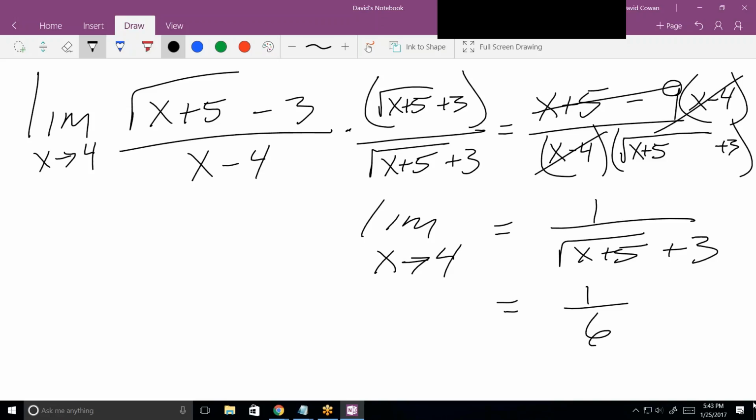And so even with this technique of multiplying by the conjugate, I don't have to factor anything, but I've got to get rid of the numerator. The numerator usually cancels with something in the denominator once you've done multiplying by the conjugate. And then it turns into no longer being a problem of 0 over 0.